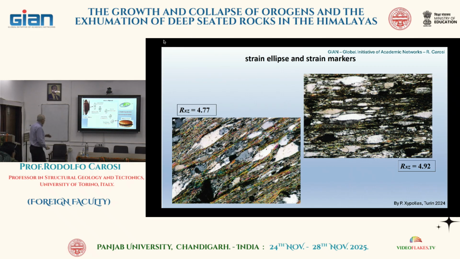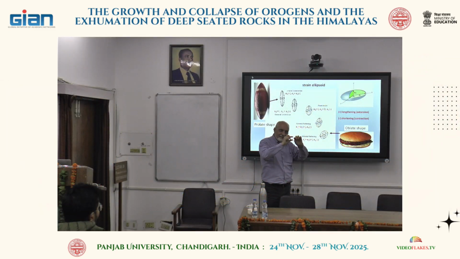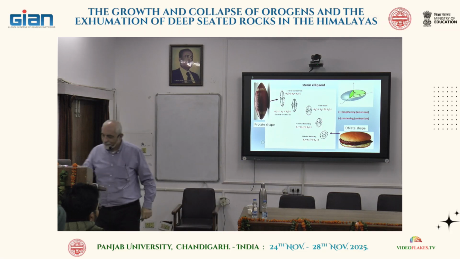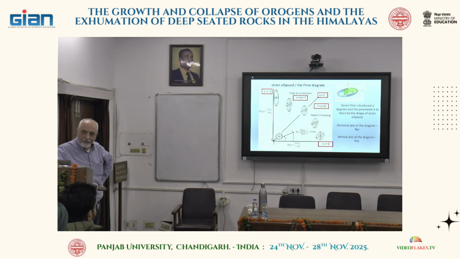So in this kind of object, prolate, in a section like this, you can observe circular shape. In this one, you can observe elongated shape everywhere because it is like a pizza. You cut a pizza in every direction, and you can see everywhere the elongation of the object.